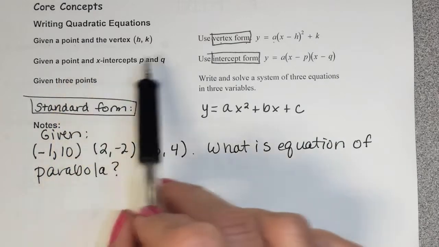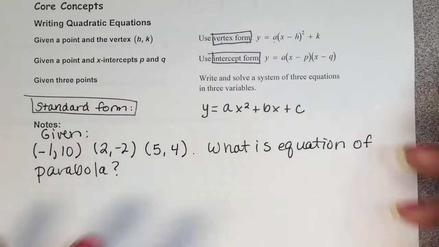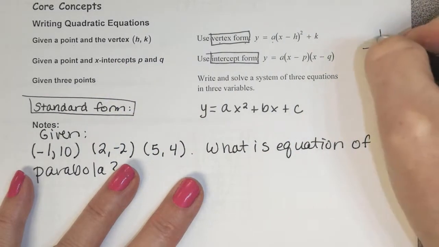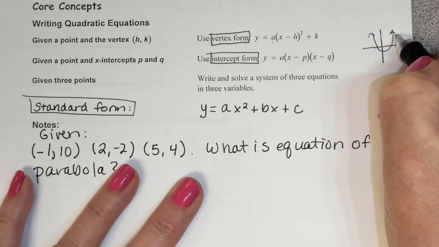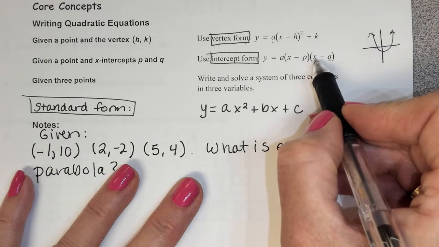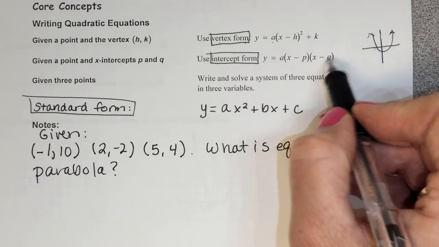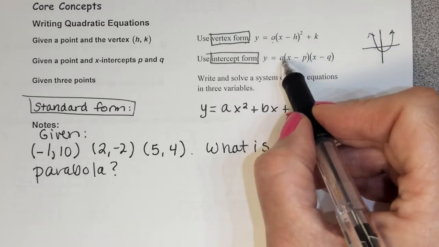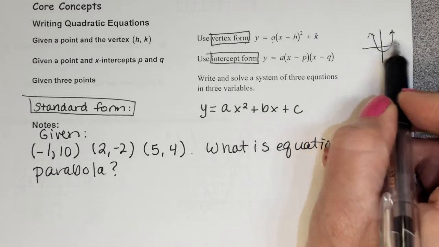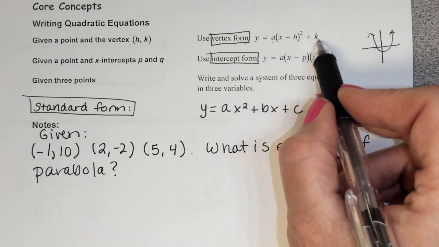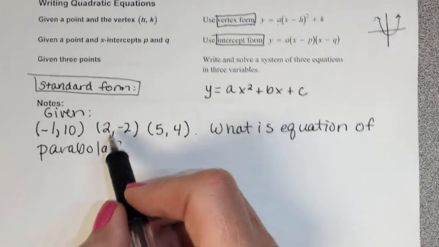The next form we have would be used if we're given a point and the x-intercepts. So the x-intercepts are where it crosses the x-axis. So if I have a parabola that looks like this, these would be the x-intercepts, and then I would be given some other point. So I'd have to plug in that x and that y value, and then the p value would be one of the x-intercepts, and q is the other x-intercept. And that would allow me to solve for A. Back up here again, if I had been given the vertex and any other point, see how I could plug in for the vertex? I could plug in for that other point, and then I'd be able to solve for A. Okay, so that's what we'll be doing.